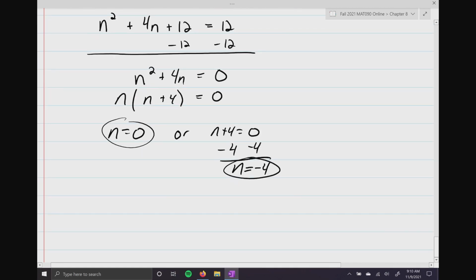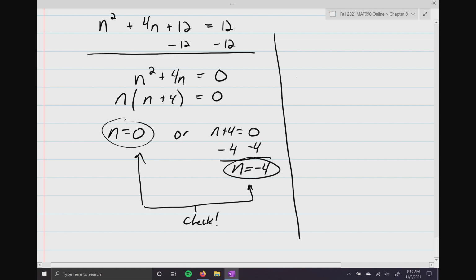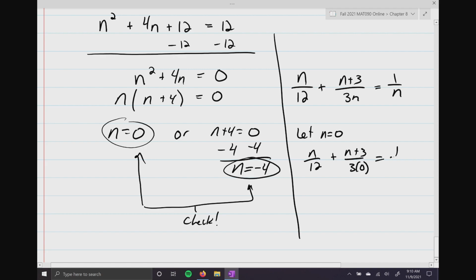Now, you got to check these solutions. You have to check. So, off to the right, here's the original problem. n over 12 plus n plus 3 over 3n equals 1 over n. So we're going to let n equals 0 first. So I get n over 12 plus n plus 3 over 3 times 0 equals 1 over 0.